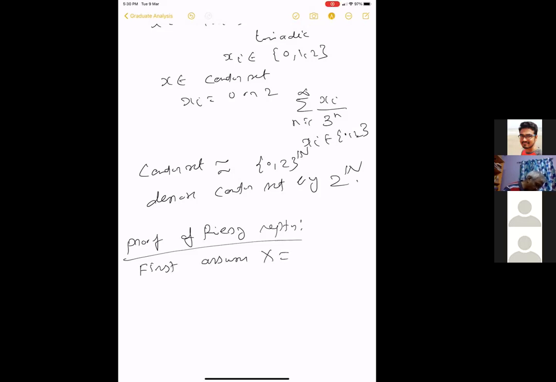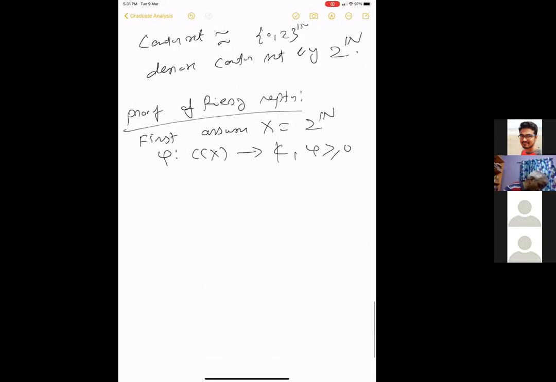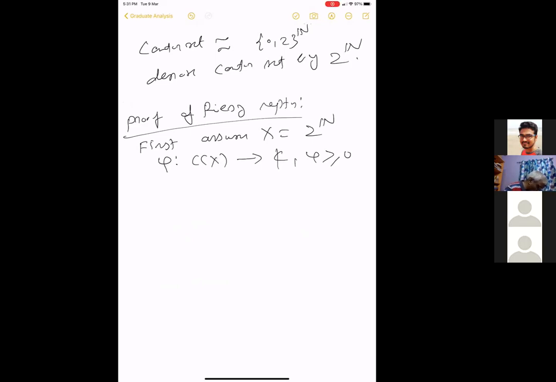First, assume X equals the Cantor set. So what do we want to do? Now we have a phi from C(X) to the reals. Phi is positive, and we want to get a measure from this. How do we do that? We want to define a measure on the Borel sigma algebra of X. That's what we want to do.